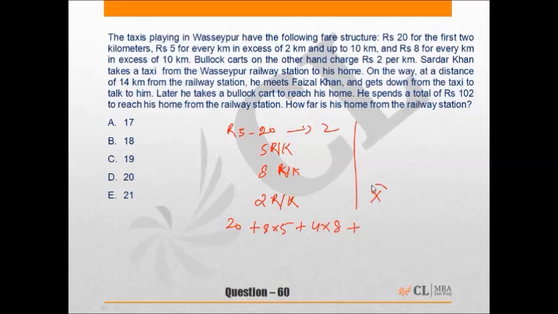And if the total distance is x, then the distance that he traveled through bullock cart is x minus 14, and for this distance he pays at a rate of 2 per kilometer, and the total fare through the two mediums is 102. From here we get x as 19 kilometers. So the distance between the home of Sardar Khan and the railway station is 19 kilometers.